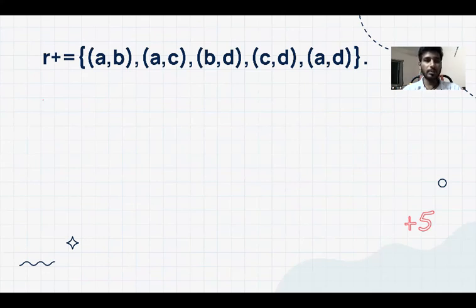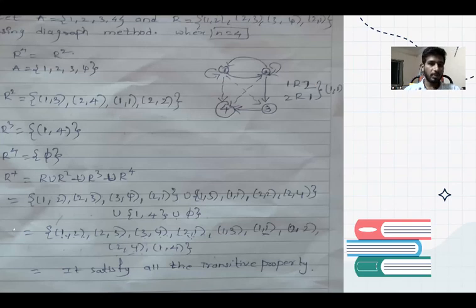And here we can represent the relation R plus equal to (A, B), (A, C), (B, D), (C, D), (A, D). So here is the R plus relation. We can represent the relation in this form. The transitive closure function is very easy. It can be explained in 2 minutes only.